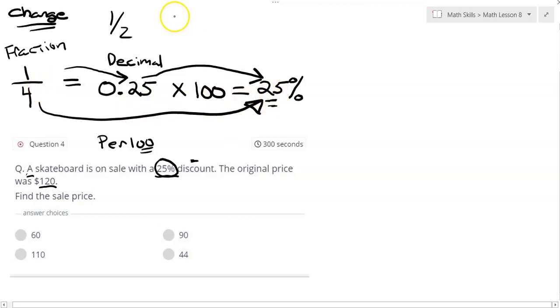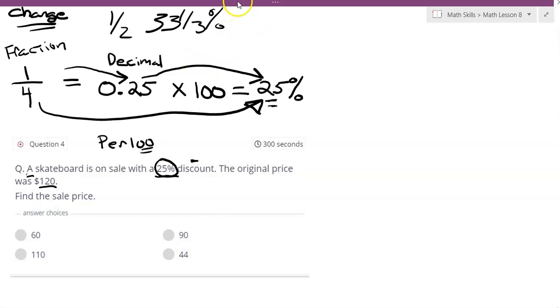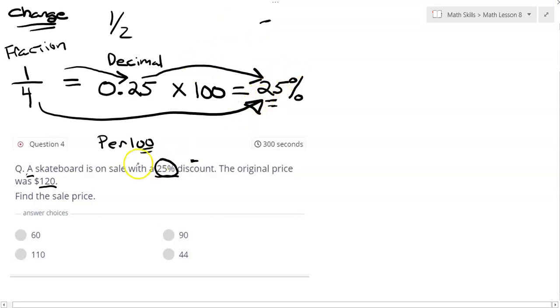But you might see things like a discount of 33 1/3%. You might see something like that. That's possible. A little awkward, but it does happen. Well, let's take a look at the problem here. See if we can go through and do this now.